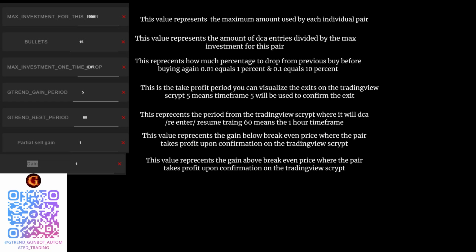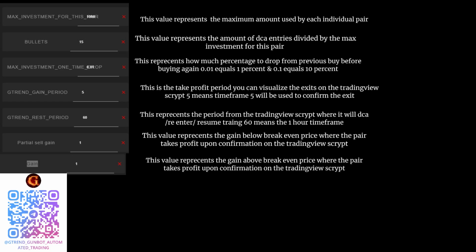Now also the Gtrend rest period, this is the same, but this is for re-entries where we will DCA. So if the market is dropping, it will drop. We will be using the 60-minute time frame in this example in order for it to re-enter again, for us to start scalping or DCA again on the market. Also, we have partial sell gain. This represents 1%. This means this is below break-even price. This is where it takes profit, and gain is above break-even price.